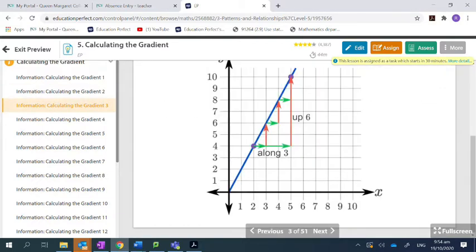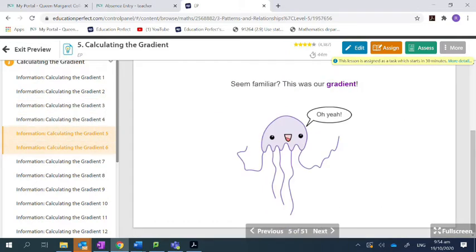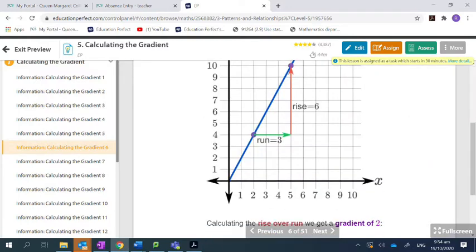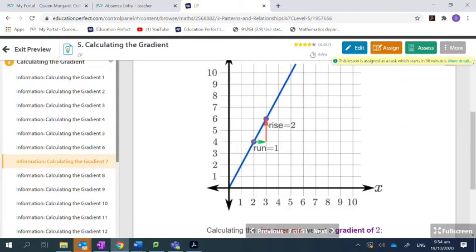Okay, so they're just trying to get you to discover that it's 6 divided by 3, but that's stupid because if you just did it as rise over run in the first place, you'd get 6 over 3. All right. Now, here they're showing that you could use smaller units.